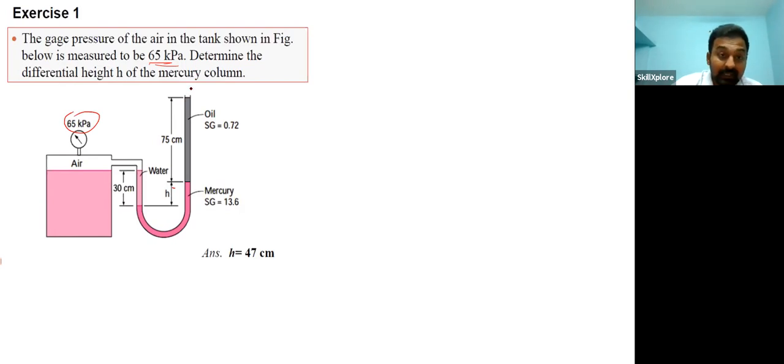The thing is, here it is atmospheric pressure, as the edge is open to the atmosphere. Since it is open, the pressure at this point is atmospheric pressure. On the other side, the tank has a pressure of 65 kilopascal, which is read here using a gauge. So how to determine the differential height? You have to calculate the height here. See how to do that.